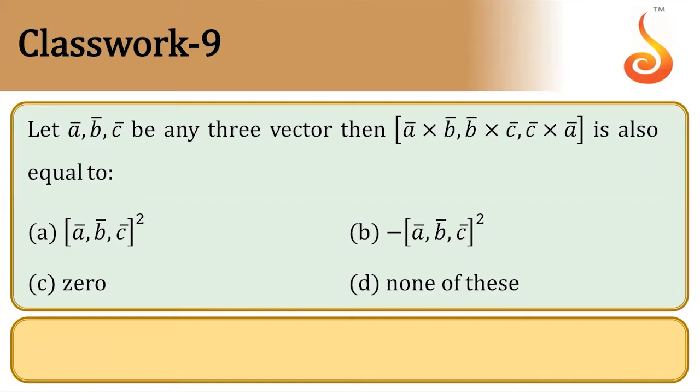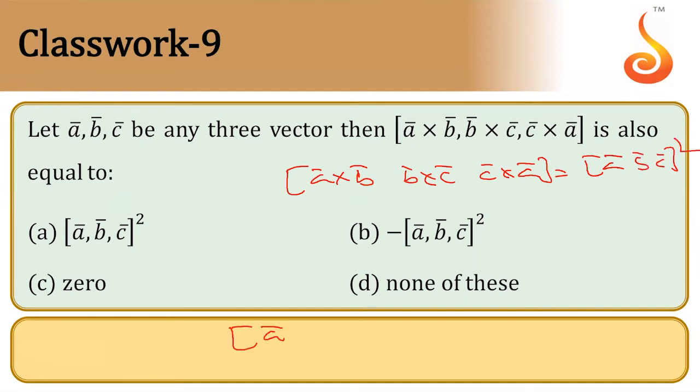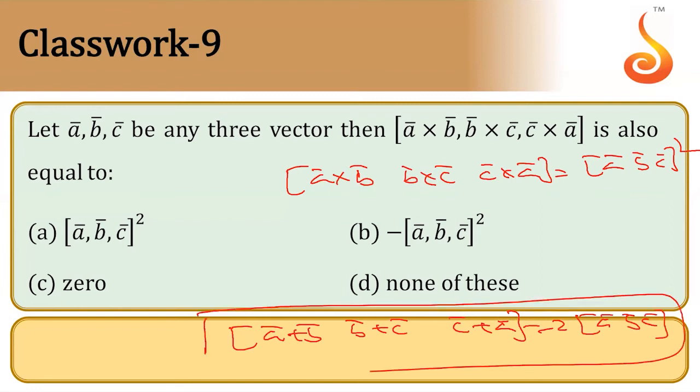Now this question, what is the answer? Quickly tell the answer. ABC has any three vectors: A cross B, B cross C, C cross A. In box ABC holds, it's a property. Yes, good. A cross B, B cross C, and C cross A is nothing but box ABC the whole square. Now another property: box A plus B, B plus C, C plus A is nothing but 2 times box ABC.